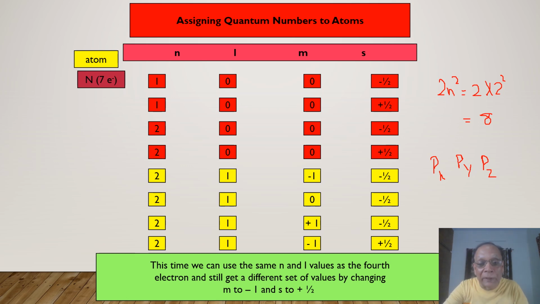Now when the pairing begins, then we have +1/2, +1/2. So this +1/2 actually pairs with this one. Another +1/2 will pair with this one, and the last +1/2 will pair with this one. So p orbital will have 2, 2, and 2, a total of 6 electrons, of which only 4 are shown here.